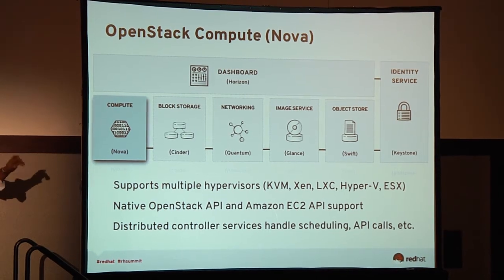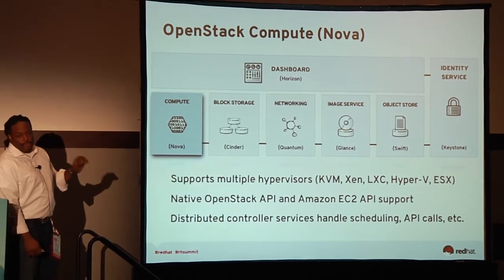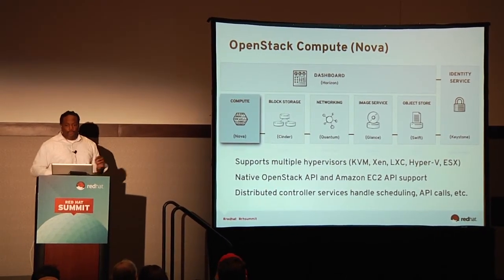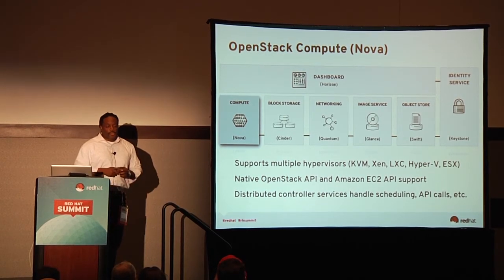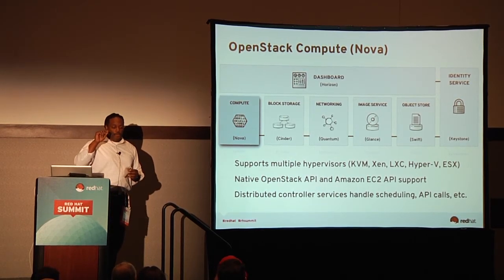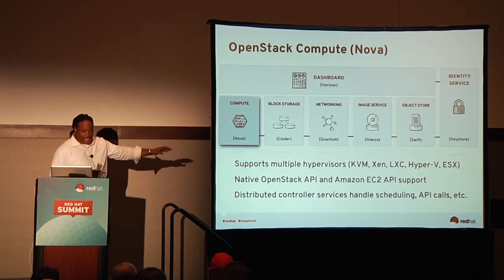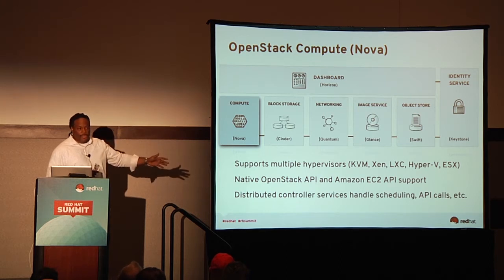In your spare time, do a Google search on the hypervisor support matrix, and you will see a breakdown of all the hypervisors that are supported, and you'll see which of the Nova API commands are fully supported by a particular hypervisor. Just because you see Hyper-V and ESX and LXC on the screen doesn't mean that there's full API support for those hypervisors, okay?